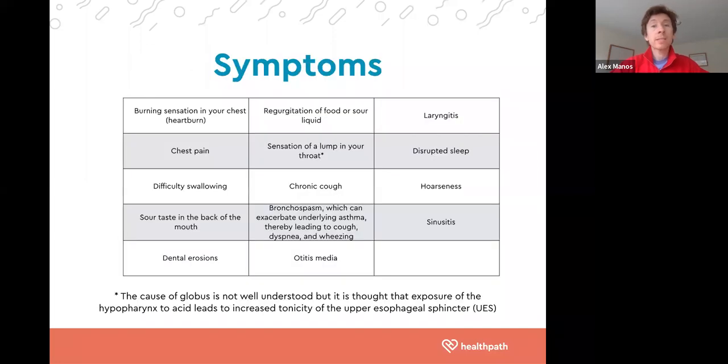But there are other symptoms: dental erosions, a sour taste in the back of the mouth, a sensation of a lump in your throat, a chronic cough, bronchospasms, otitis media, which is related to kind of ear infections and inflammation, laryngitis, disrupted sleep, hoarseness in the voice, sinusitis. These are all associated with a degree of reflux and GERD.